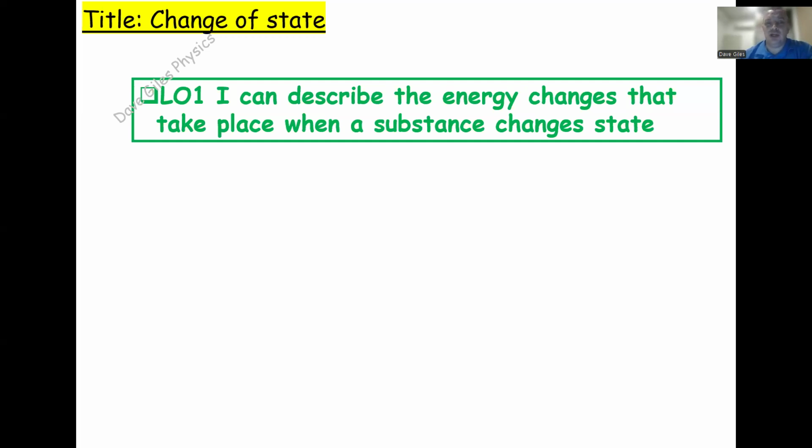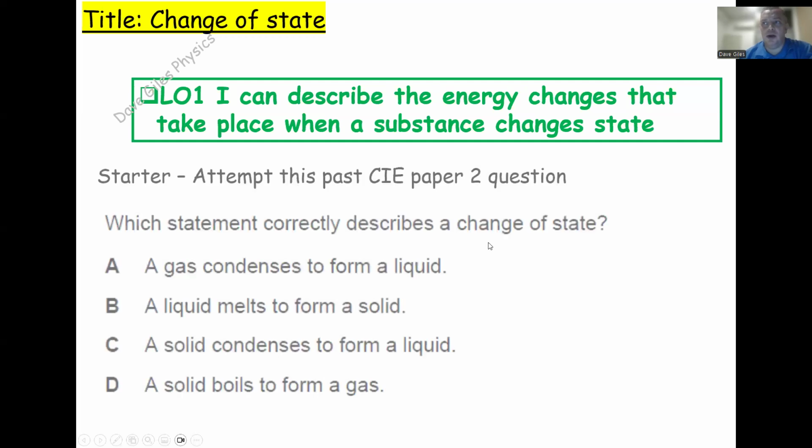Today we're looking at changes of state, and the learning objective for today is to describe the energy change that takes place when a substance changes state. In previous learning, we looked at changes of state very briefly when we covered the particle model of matter.